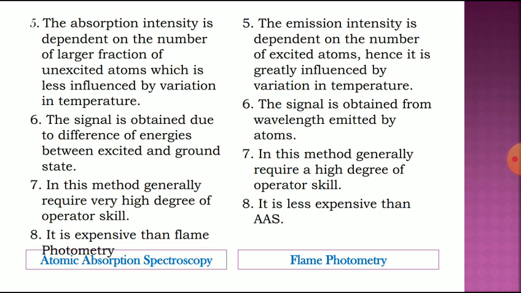Okay, so this is the difference between AAS and flame photometry. There are some other differences also. These are actually the instrumental differences. The selectivity and sensitivity differences we have not seen now. So here this atomic absorption spectroscopy chapter will be closed. In the next lecture we are going to start molecular fluorescence and phosphorescence spectroscopy.